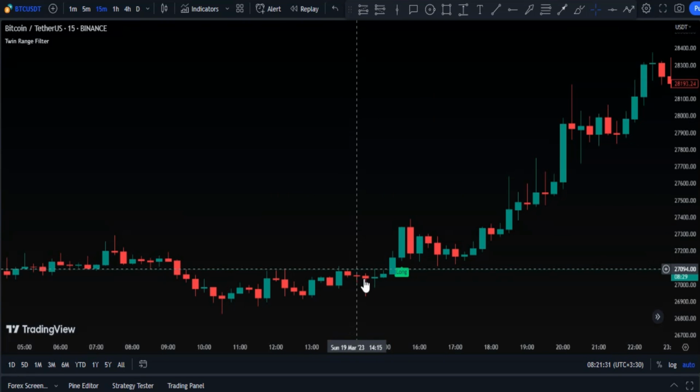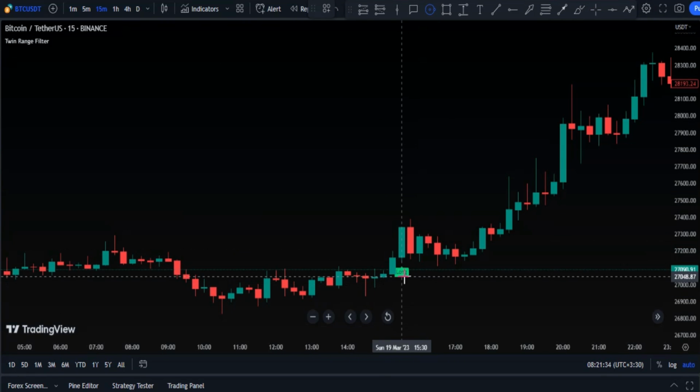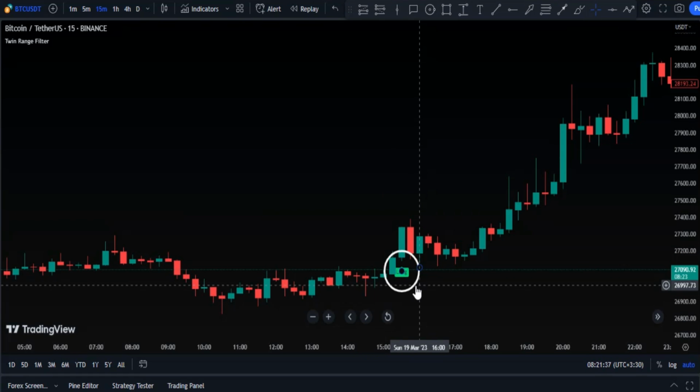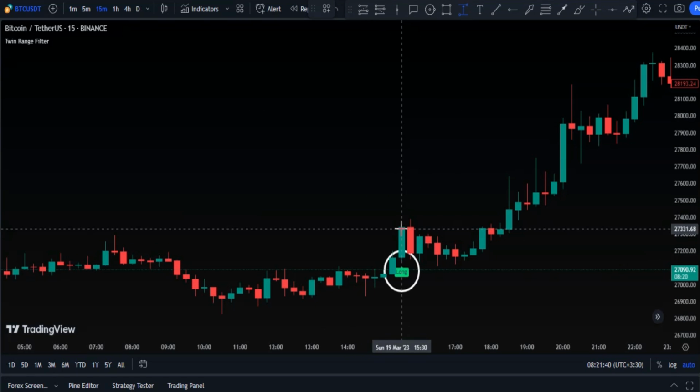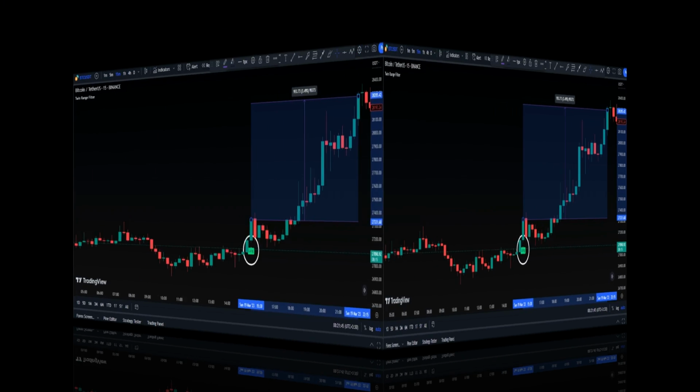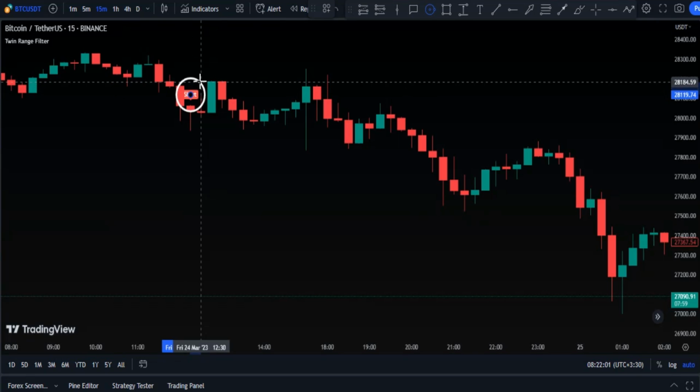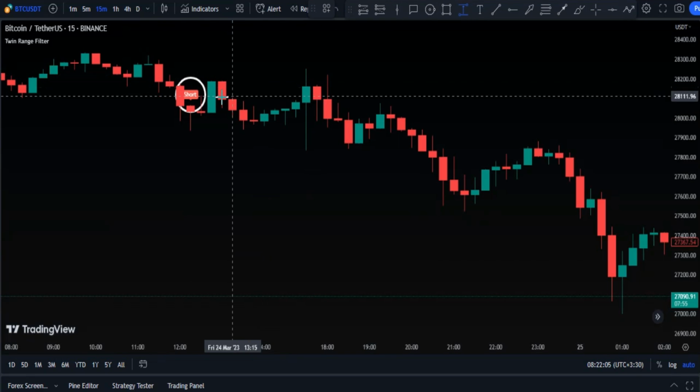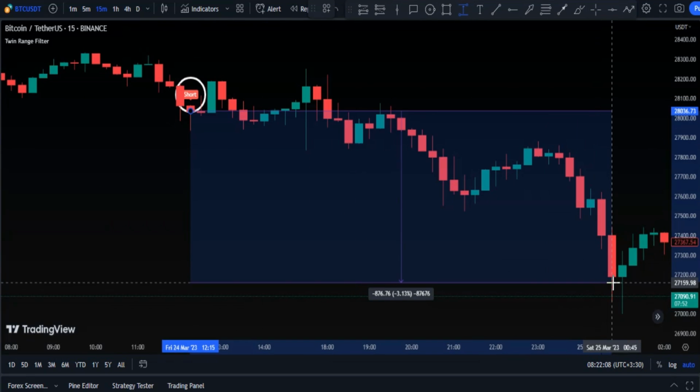After that optimization, whenever the twin range filter indicator gives a long signal, you can enter a long trade, like in this example. And also, whenever the indicator shows a short signal, you can enter a short trade, as you can see in this example right here. These indicator signals are pretty good, but we could increase the win rate even more.